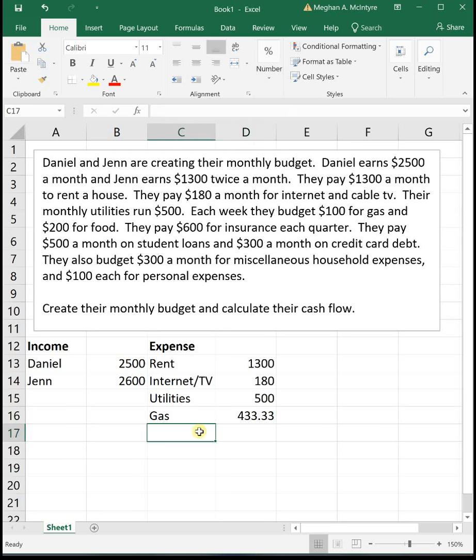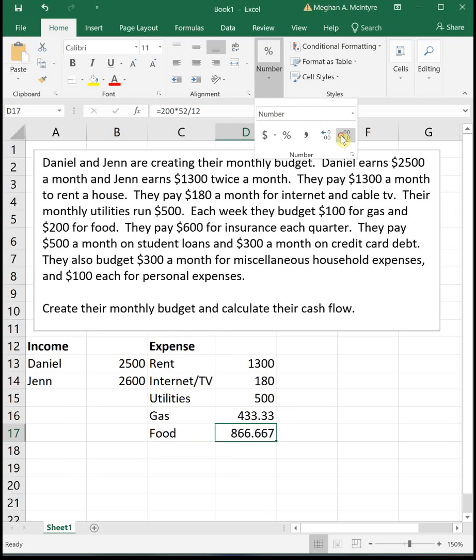And similarly with food, they budget $200 a week for food. So we need to take the 200 times the 52 weeks in the year divided by 12 months in the year to get a prorated amount for food. So they're getting their food and their gas expenses.